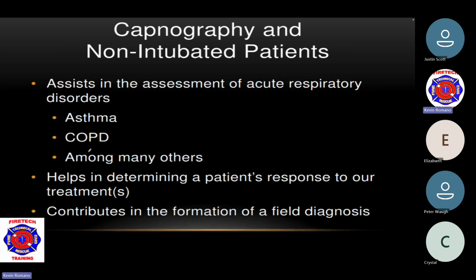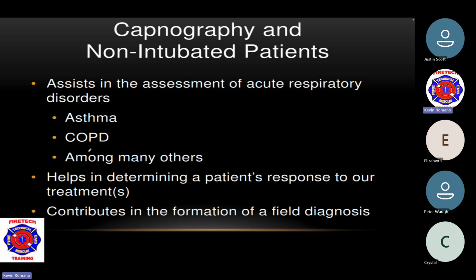All right, so capnography in the non-intubated patients. And this is where the biggest thing comes into play. This is all of us that are in the room from EMT to paramedic level that's using waveform capnography, and we can't intubate. This is the rest of these patients now. So this assists in the assessment of acute respiratory disorders, asthma, COPD, among many others, ARDS, RSV, all these different other respiratory conditions that we can mention.